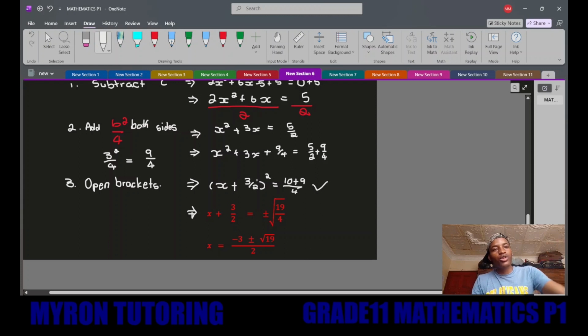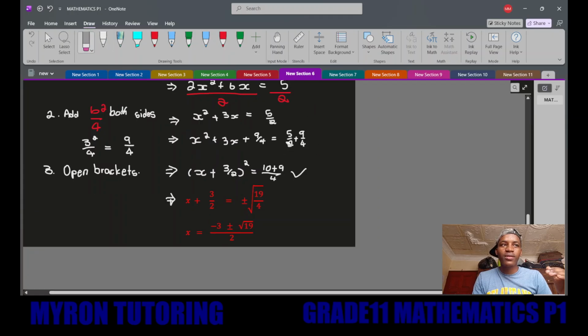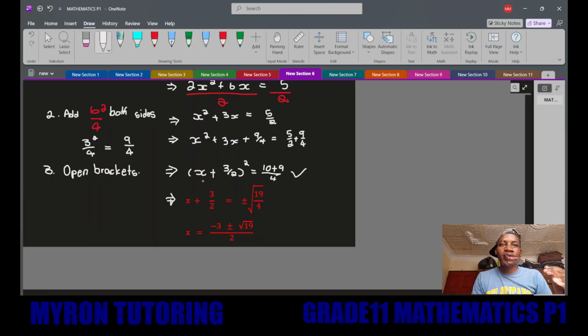I hope you don't get confused in transitioning from adding b squared over 4 to both sides, which is over here. You must add what? b squared over 2 to both sides. Then the next step is to open a bracket where you have x and b over 2. On the top one, we have b squared over 4. Then on this one, we only have what? b over 2.